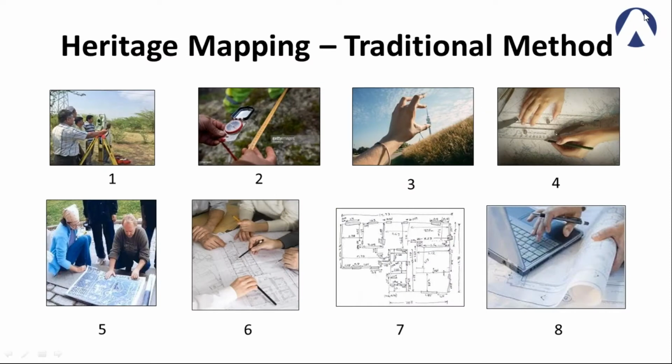Heritage mapping as a traditional tool. We can see the images, step 1, step 2, step 3, step 4, step 5, step 6, step 7, step 8. These all were old traditional methods which are time taking and tedious and do not have foolproof accuracy.